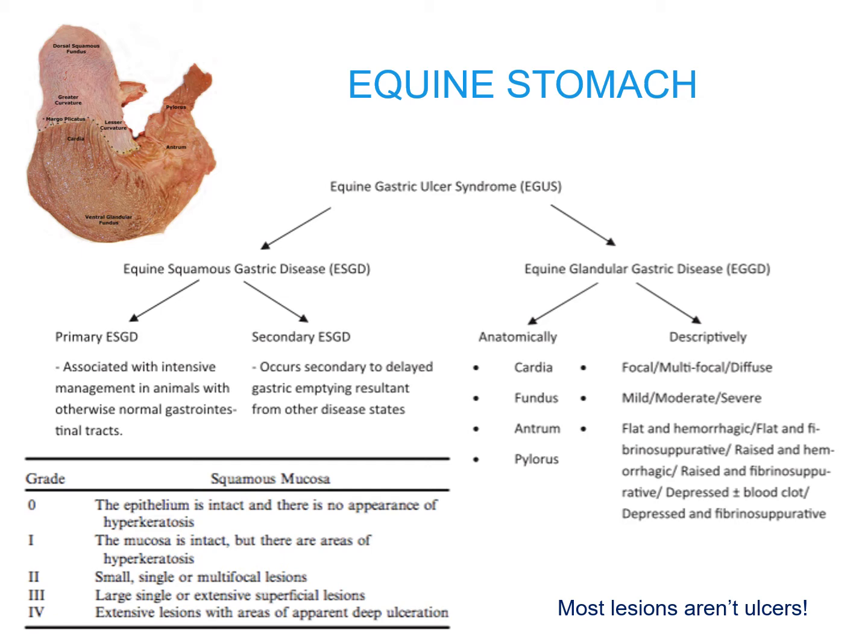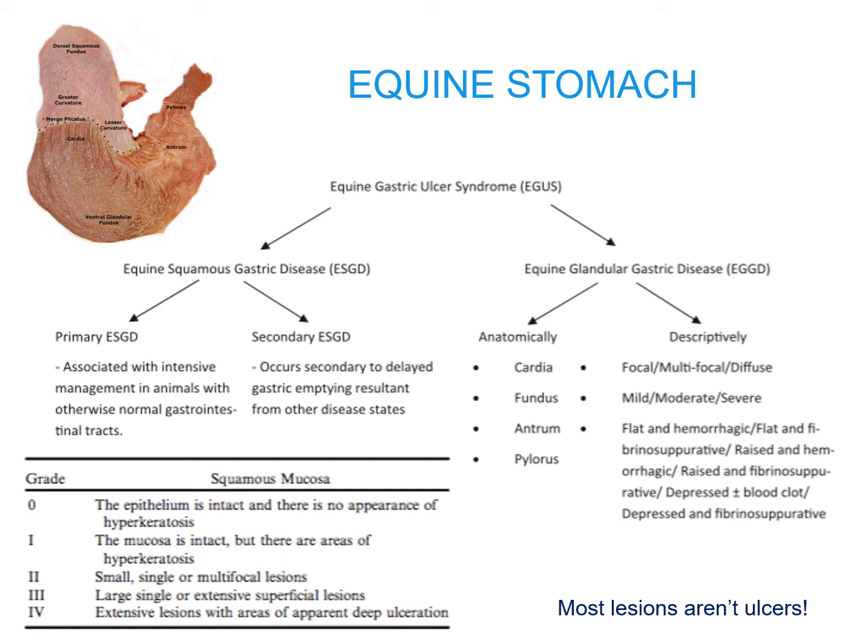So when we're talking about squamous disease, most of that is a primary problem associated with the way we manage horses. Occasionally we get secondary squamous disease if horses have obstructions in their intestine or their stomach, but that's pretty rare. Glandular gastric disease, the disease of the bottom portion of the stomach, we don't understand very well. We don't grade those lesions, we just describe what they look like and where they are within the stomach.